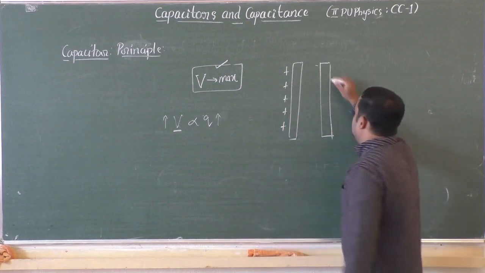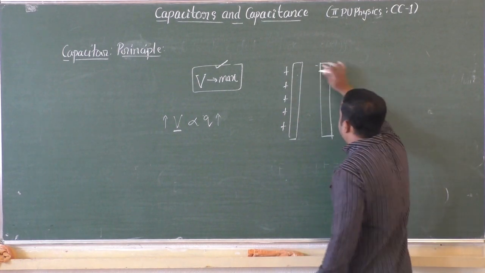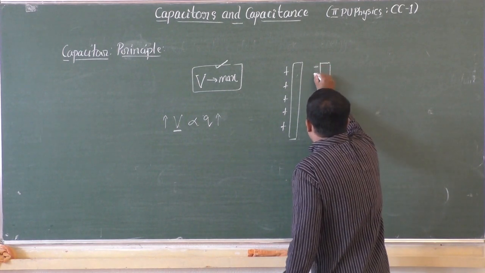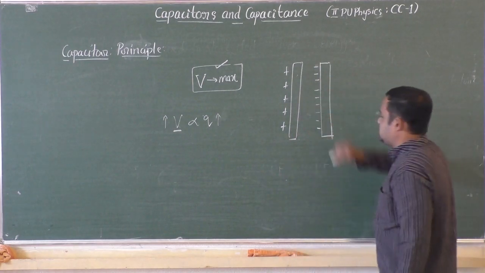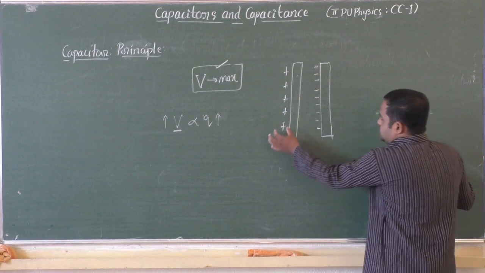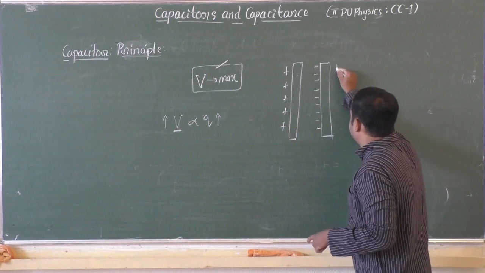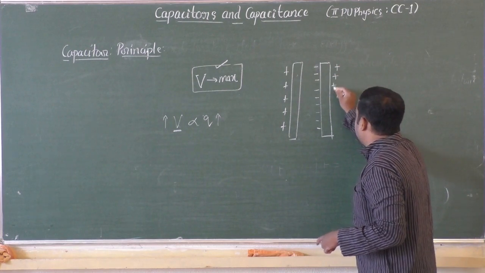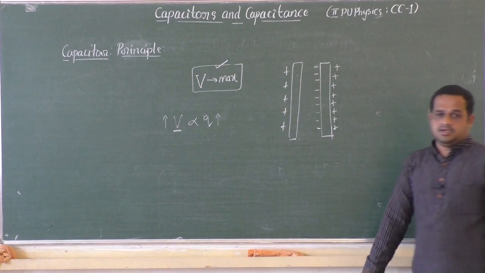Positively charged. Now all the negative charges will be attracted towards this positively charged conductor. So there will be net accumulation of negative charges on this surface of this conductor. At the same time, these positive charges will repel the positive charges present in this uncharged conductor. So there will be accumulation of positive charge on the other side of the second conductor.